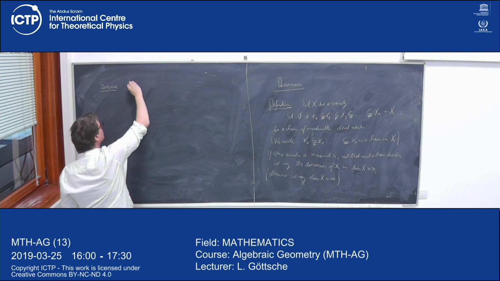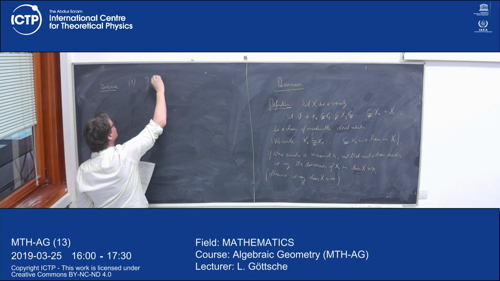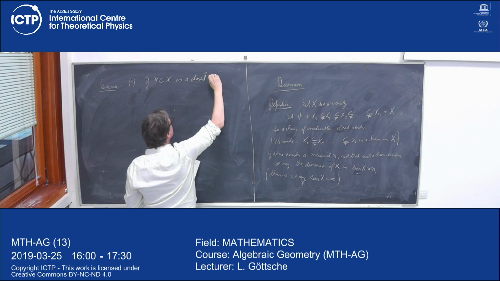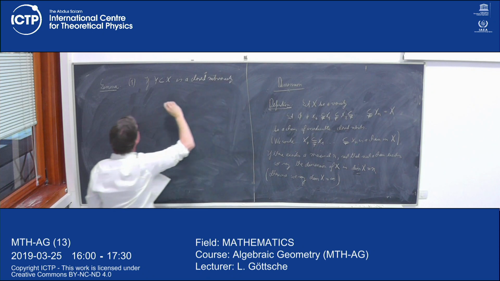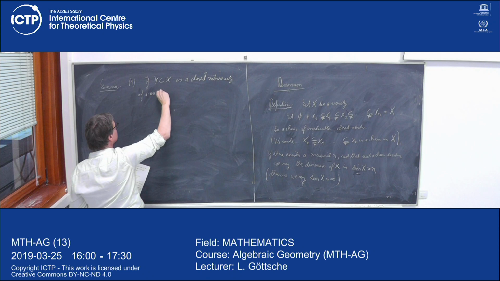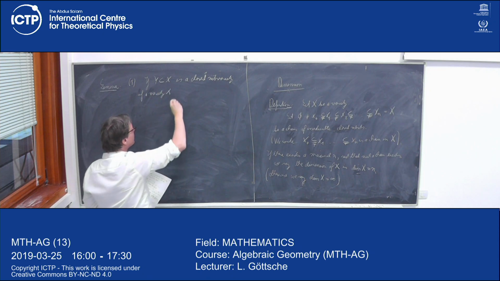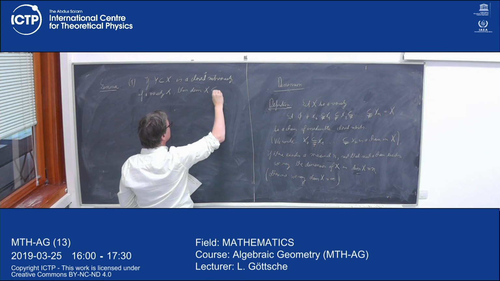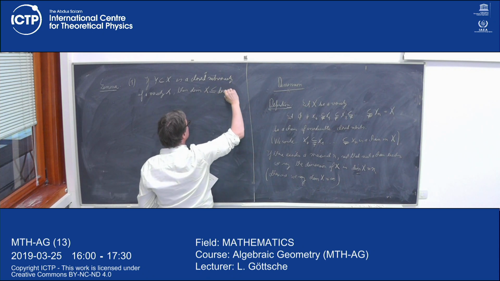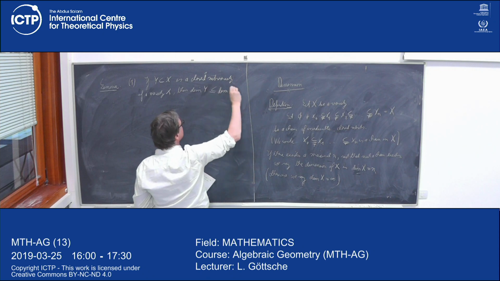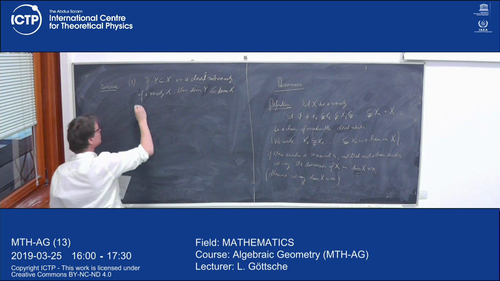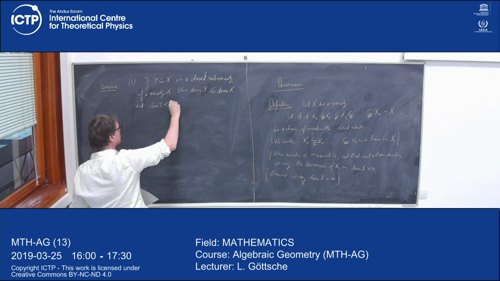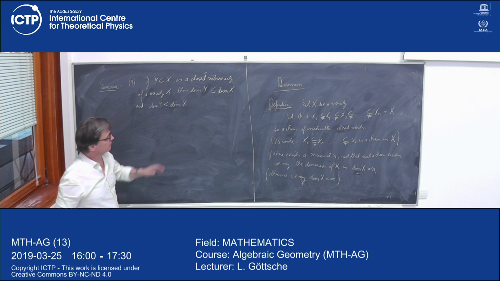So we first have the following statement. If Y in X is a closed subvariety of a variety X, then the dimension of Y is smaller or equal to the dimension of X, this is kind of trivial from the definition, and this is strict if the dimension is not infinite.